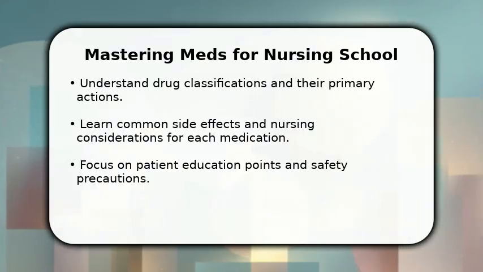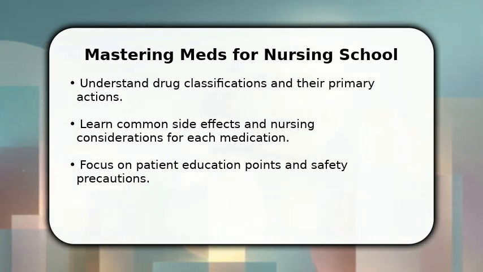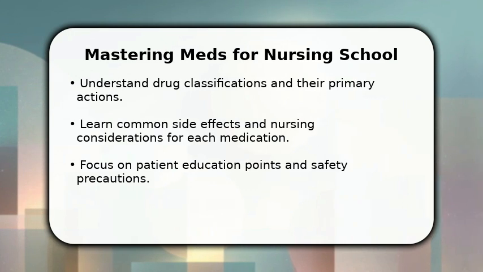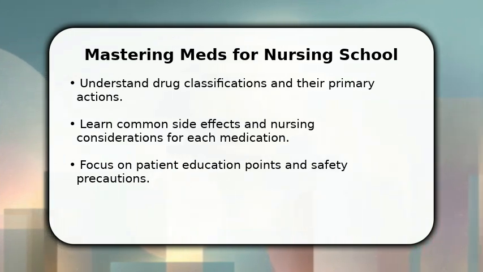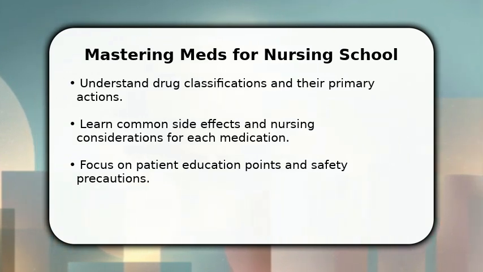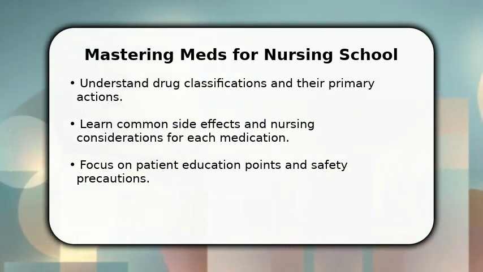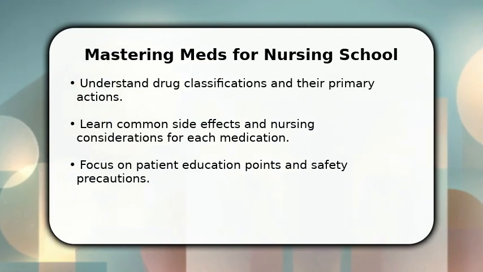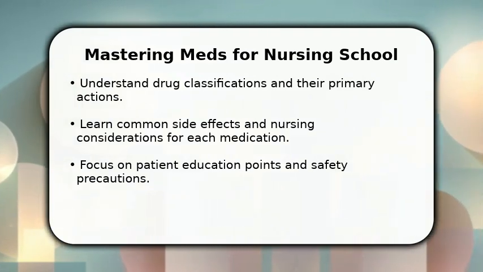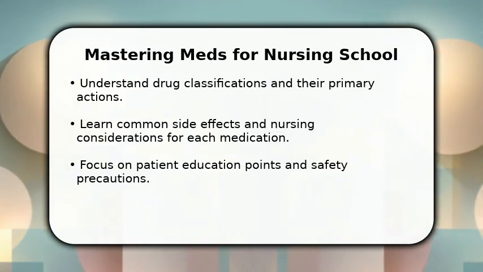In this video, I will explain how to study medications for nursing school. First, organize drugs by classification, like beta blockers or antibiotics, to see patterns. Then, for each drug, identify its mechanism of action and the main reasons it's prescribed. Pay close attention to common side effects and any critical nursing assessments needed before or after administration. This structured approach helps build a strong foundation.